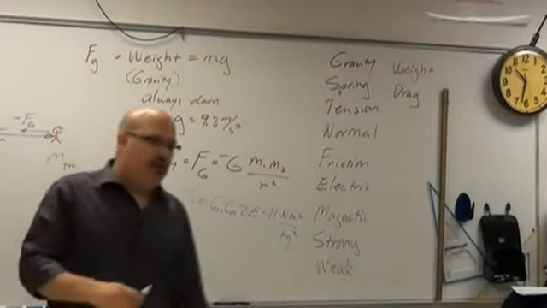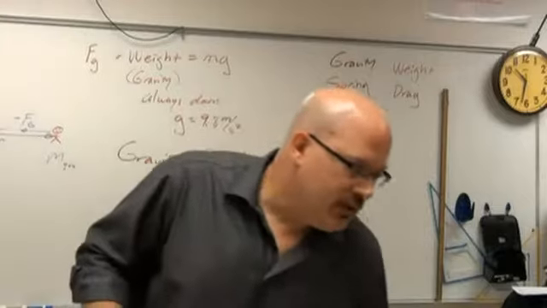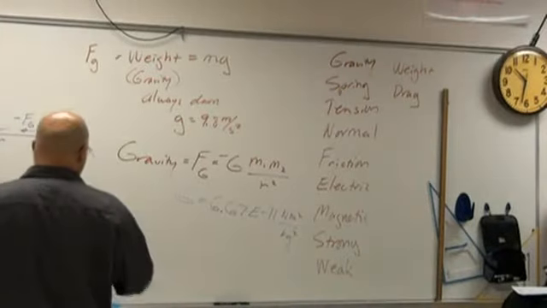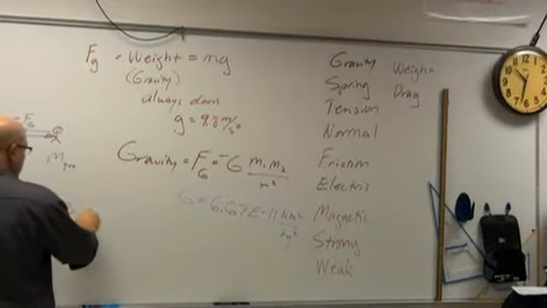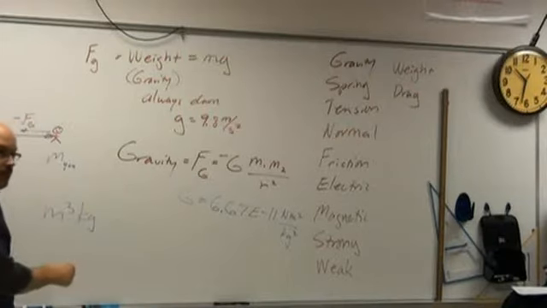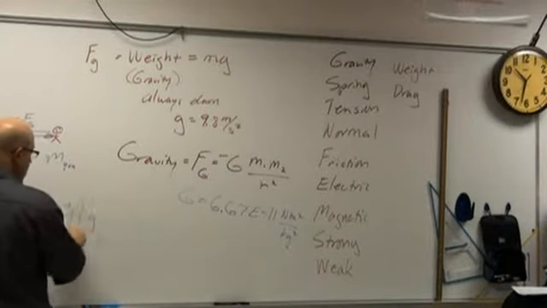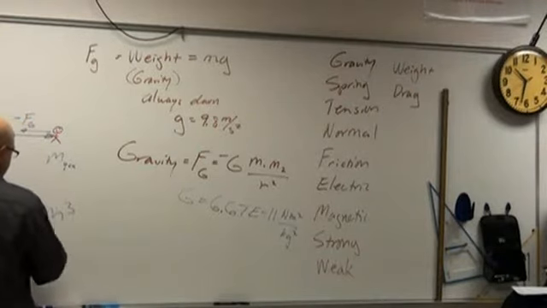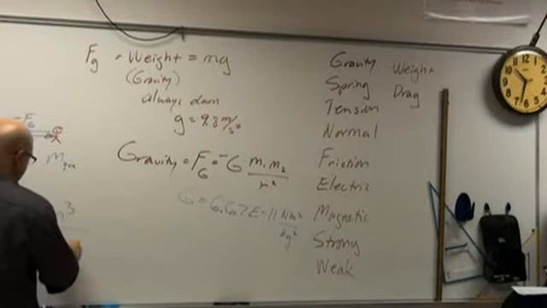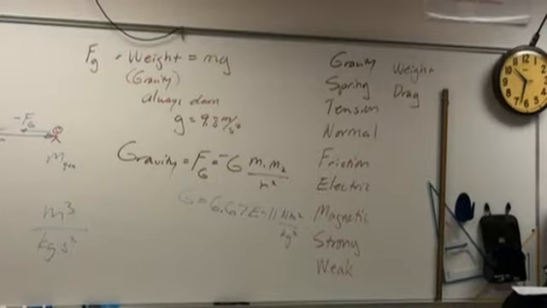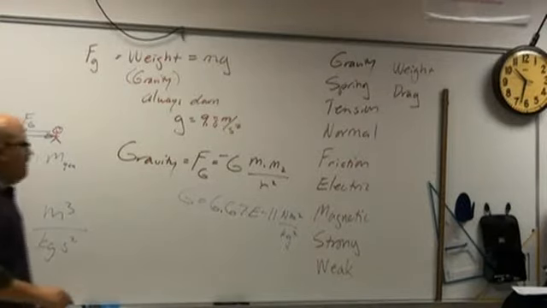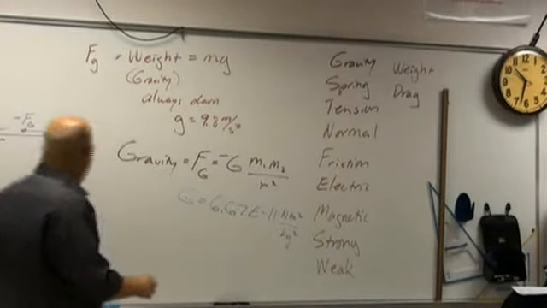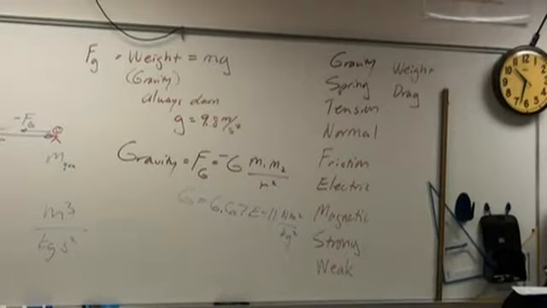Now, do they have a different set of units? Meters cubed. Per kilogram, per second squared. Okay, let's see if our units are the same. All right, we've got a Newton meter squared per kilogram squared.